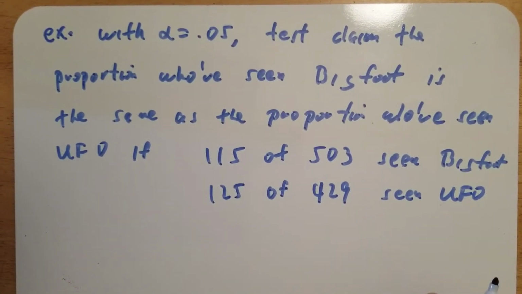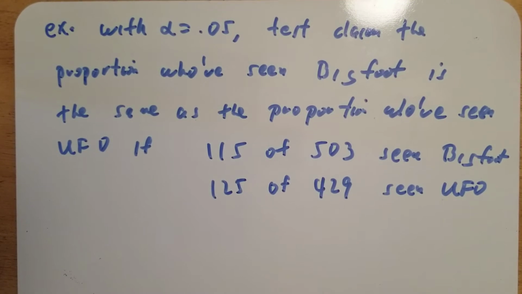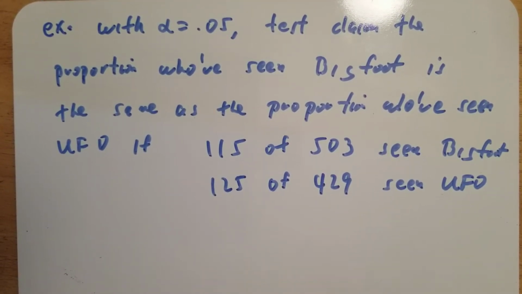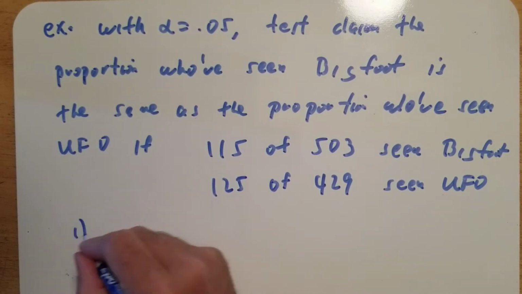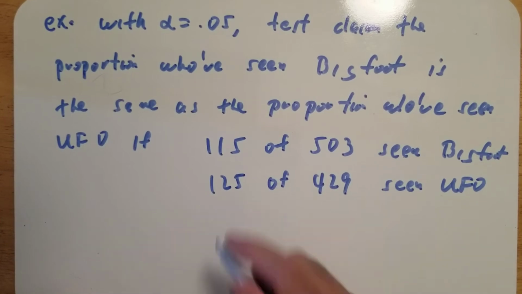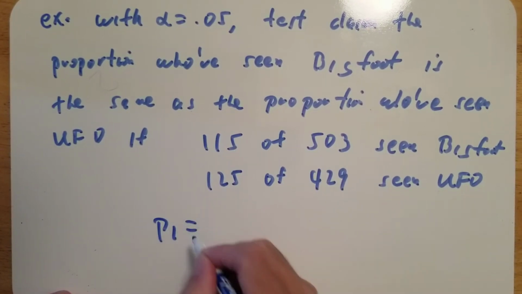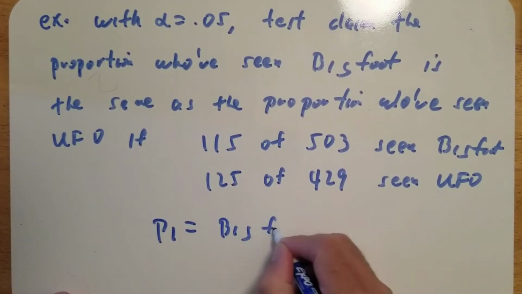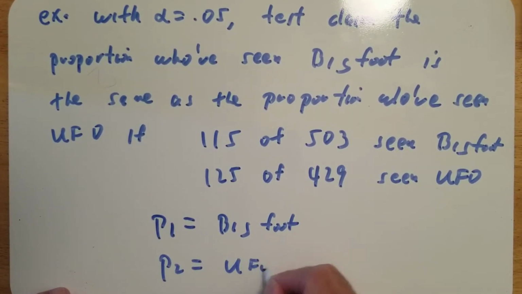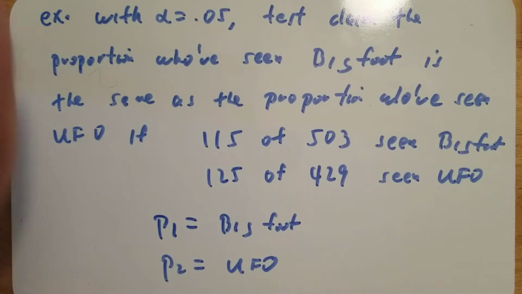Again, three stages: the setup, the calculator, the conclusion. So for the setup, first of all, I'm going to make a choice. I'm going to let P1 equal the Bigfoot proportion and P2 equal the UFO proportion. And now I'm going to go to the setup of this example.